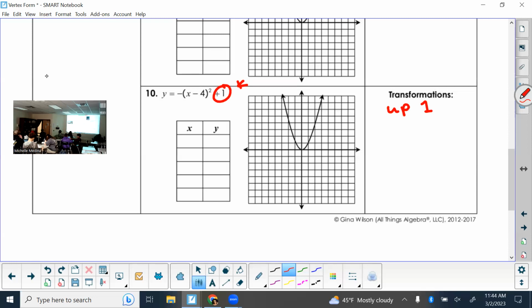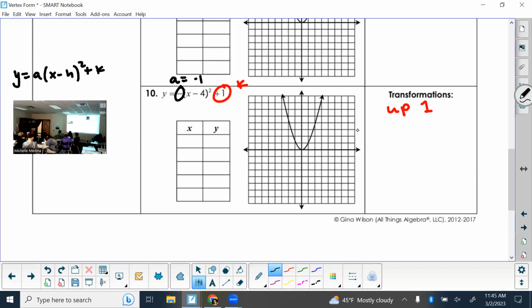So what else is in there? Do I have a value for the A? Okay, what is the value for the A? Well, no, the A is always, and even in standard form too, it would always be in front of the X. So it's -1 right here. So A is -1. What does that do to the graph, class?